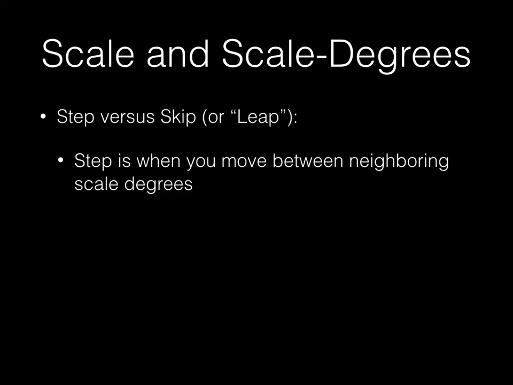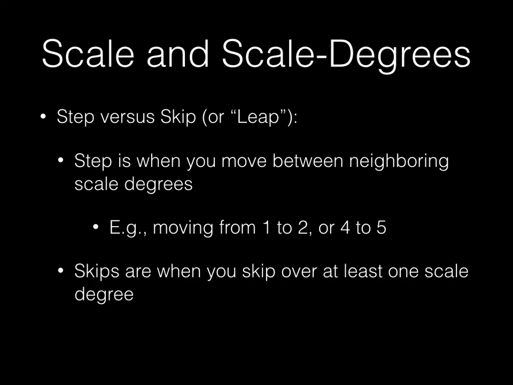Finally, let's talk about a couple of vocabulary words. Step versus skip, or leap is a synonym for skip. A step is when you move between neighboring scale degrees, so moving between 1 and 2, or 4 and 5. Skips, however, are when you skip over at least one scale degree. So if you move between 1 and 3, you're skipping scale degree 2, and so that's a skip, or leap. 4 to 7, you've skipped 5 and 6, and so that's a skip as well.